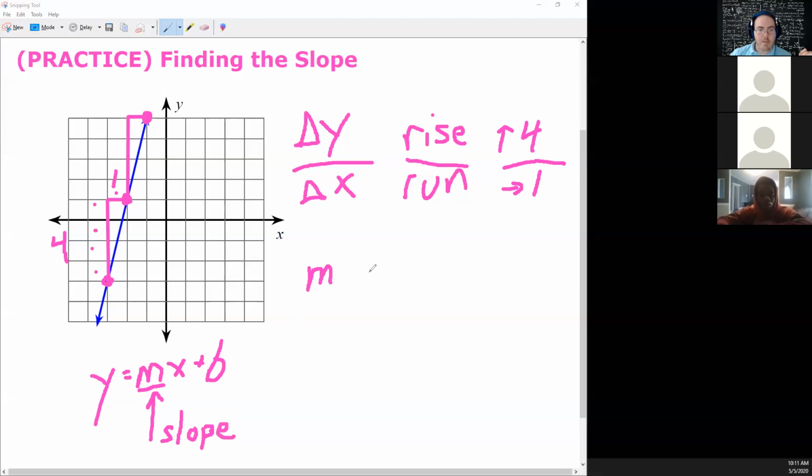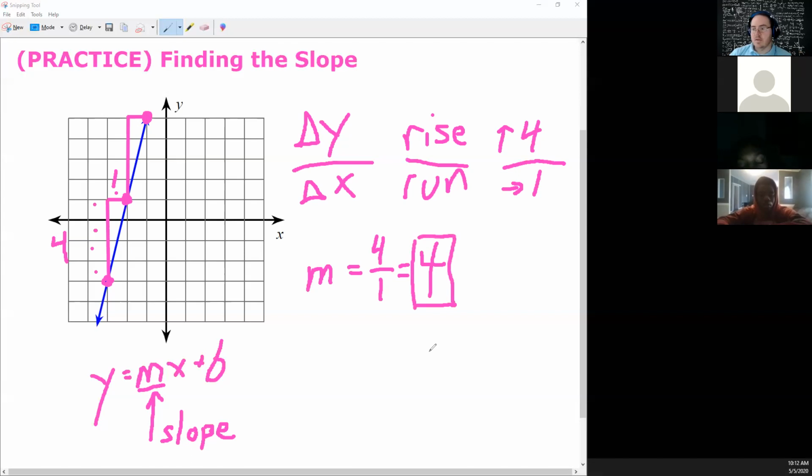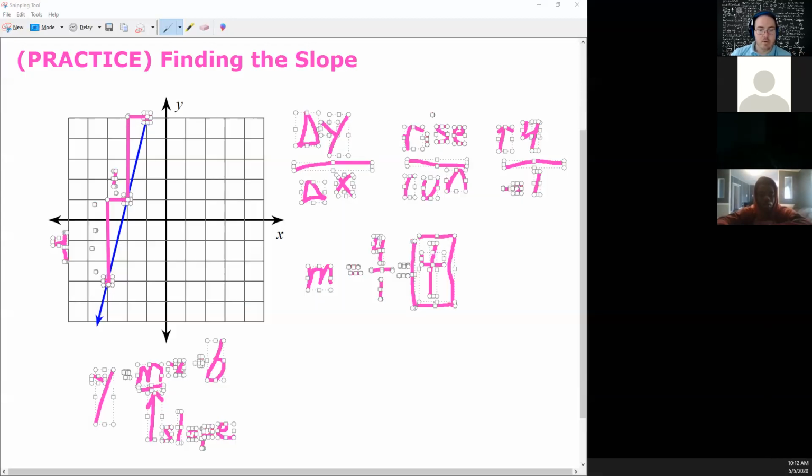So m equals 4 over 1, which means the slope of this function is 1. Oh, duh, 4. If I could write that any sloppier. Yeah, so the slope of this one is 4. Okay? So let's try another one. And hopefully someone in chat will chime in and beat me to it.